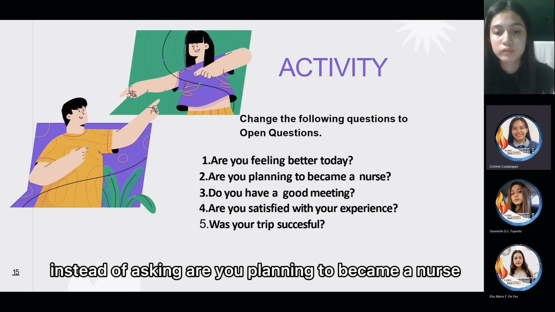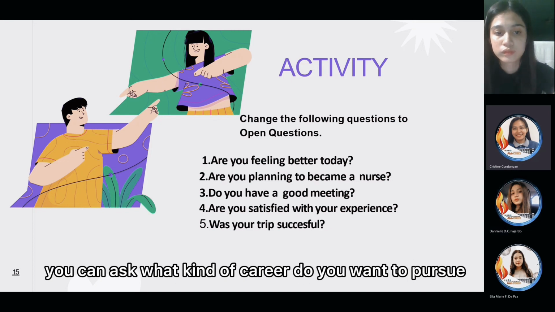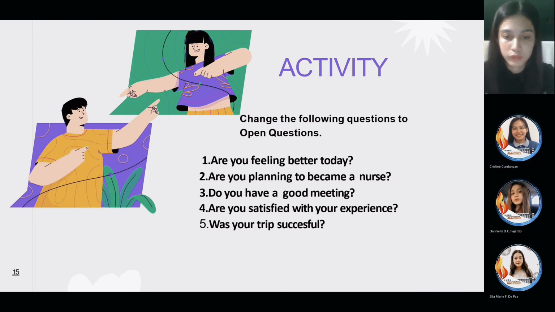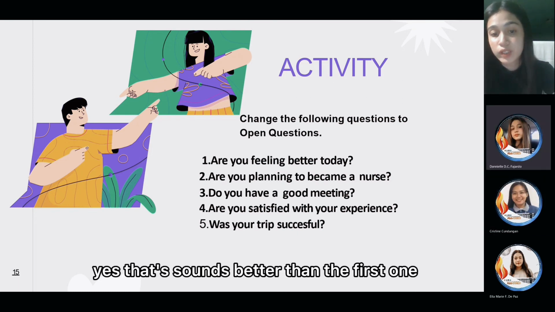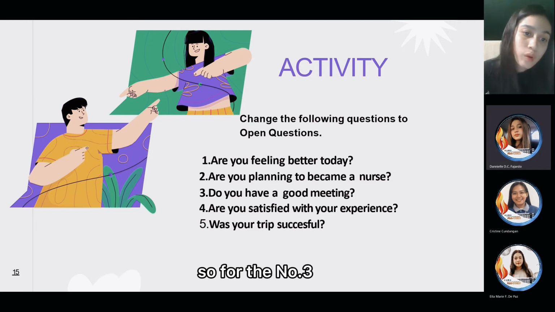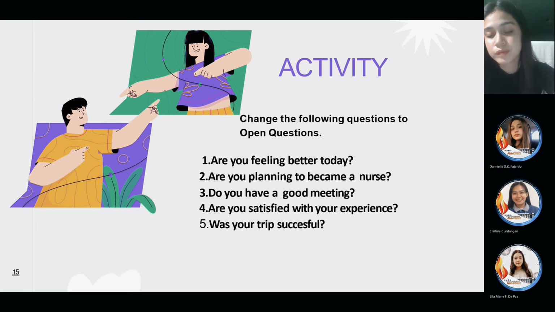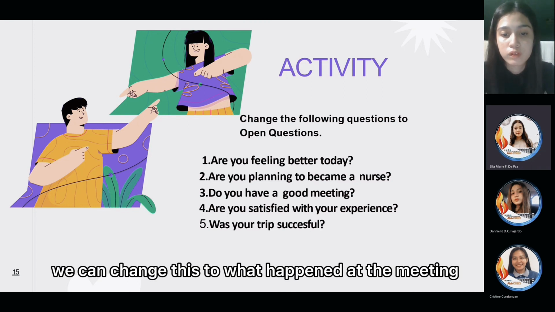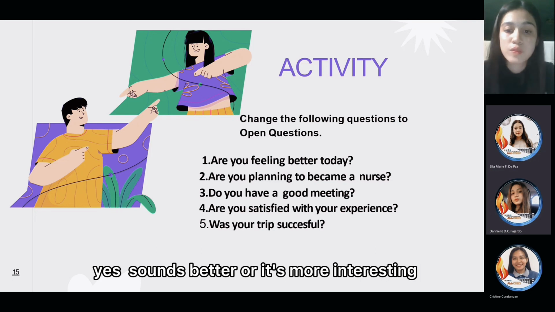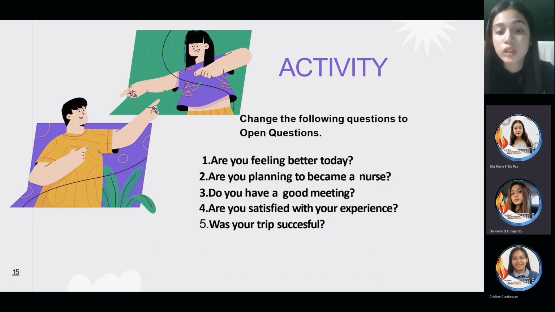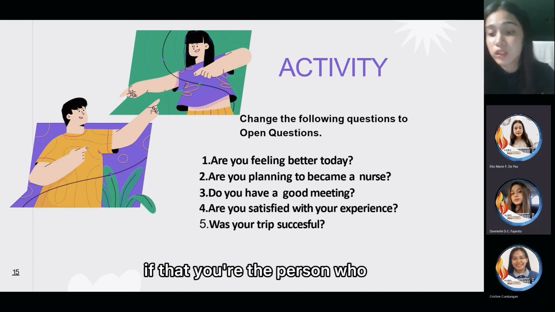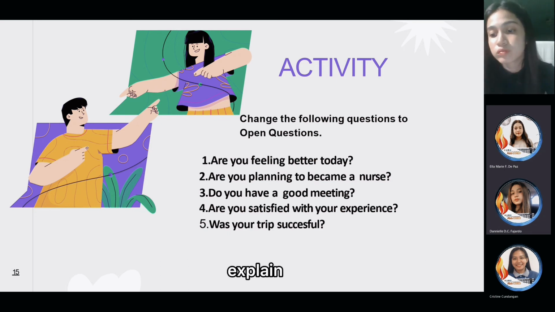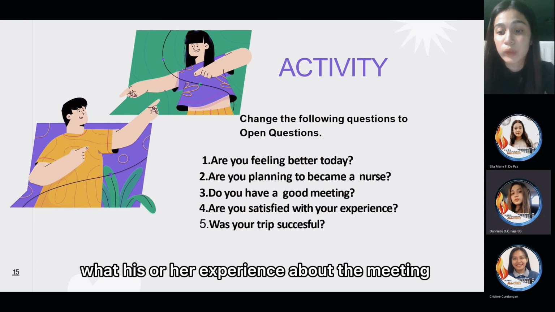Instead of asking, are you planning to become a nurse, you can ask, what kind of career do you want to pursue? Yes, that sounds better than the first one. So, for number three, do you have a good meeting? We can change this to what happened at the meeting. Yes, it sounds better and more interesting than do you have a good meeting. In that, the person you are talking with can explain his or her experience about the meeting.